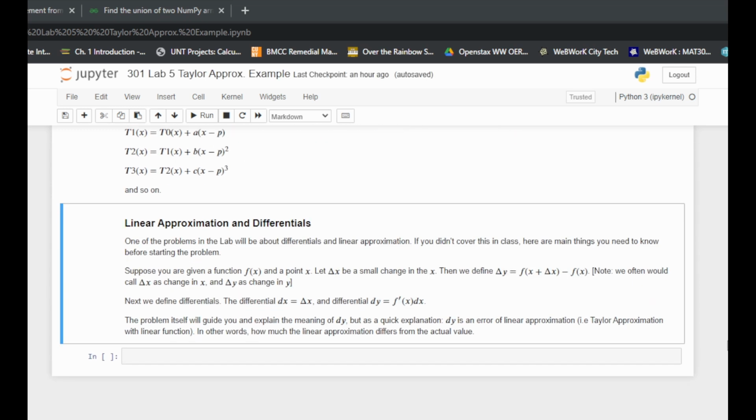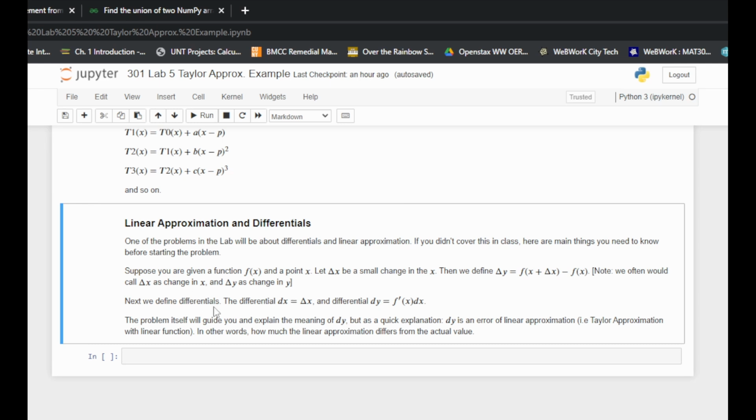One of the problems in the lab will be about differentials and linear approximation. If you haven't covered this in class, let me introduce some small concepts so you can start the problem. Suppose you have a function f of x and some point x. We will define delta x to be a small change in x. Delta x in essence is just a very, very small number. Then we can define delta y to be a change in the f values. So it's f of x plus delta x minus f of x. You should try to compare this to the average rate of change formula, specifically delta y divided by delta x.